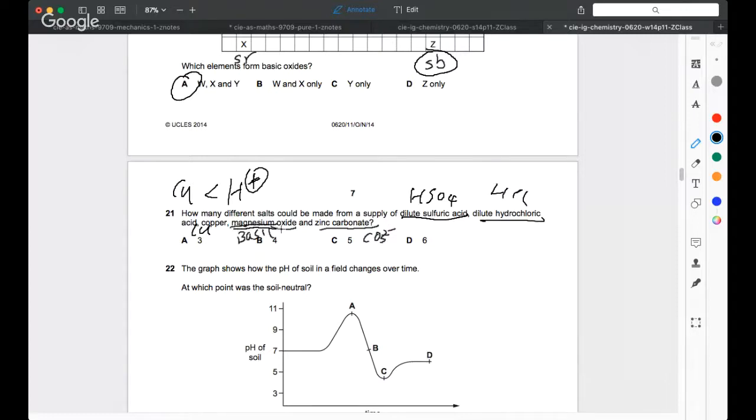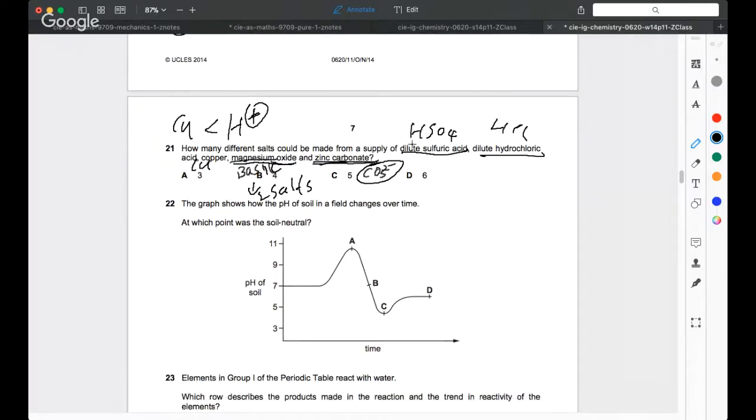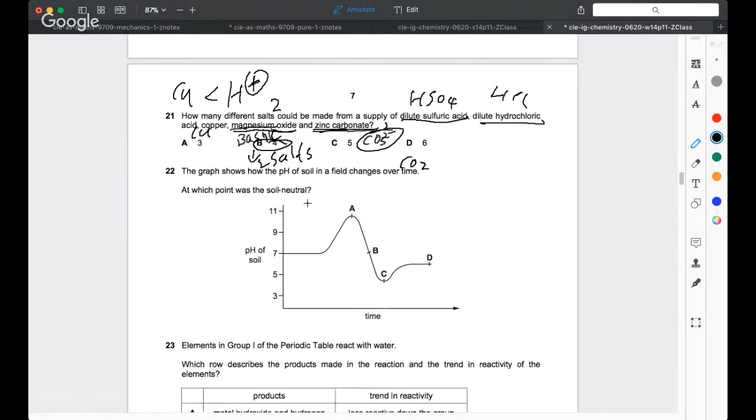We know that magnesium oxide is basic, so it will react with both of the acids and give you two salts. And zinc carbonate has a carbonate anion, which will react with the acid to give off carbon dioxide gas and two other salts. So you have two salts from magnesium oxide with two acids and two salts from zinc carbonate with two acids. That would give you four salts in total. So the answer will be B.